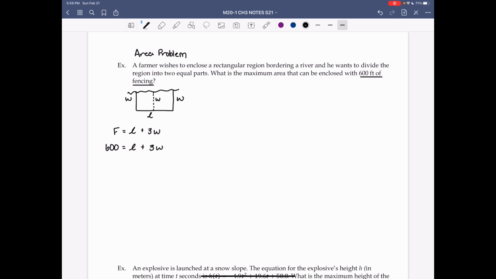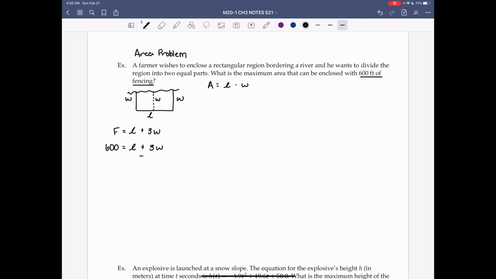We want to know about the area. So area of a rectangle is length times width. I don't know either the length or the width. So I can't use 2 variables and be able to solve. I have to be able to write it in terms of 1 variable. That's where having 2 equations for area problems is necessary. We're going to use this sort of perimeter type equation to rewrite either L or W in terms of the other one. So I'm going to rewrite L in terms of W.